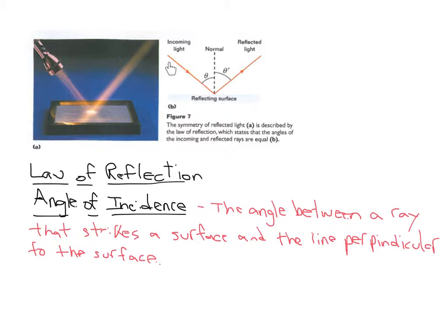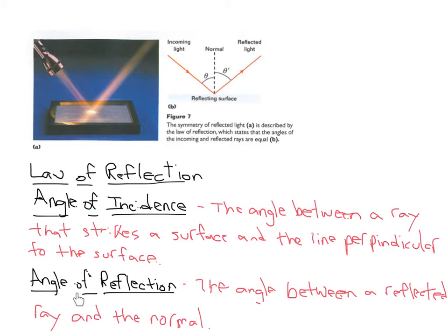By the way, I'm going to refer to light as rays, okay? So like Ray Charles, rays of light, sorry. The incoming light ray strikes the reflecting surface. If you draw a line perpendicular to the surface, the angle between the incoming light ray and that line, which is called the normal, is known as the angle of incidence.